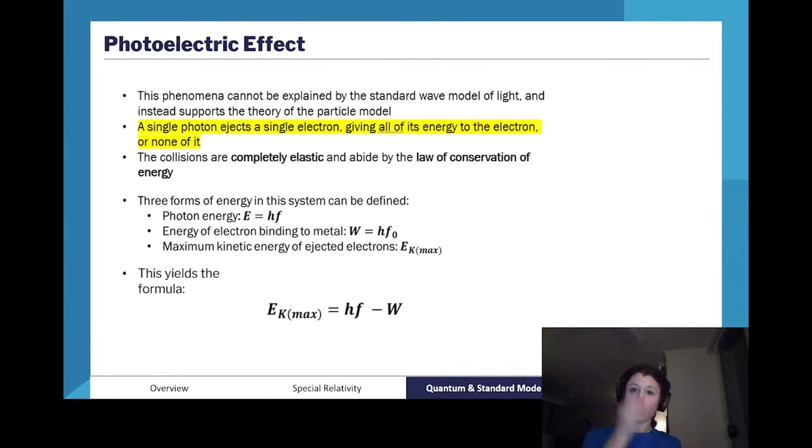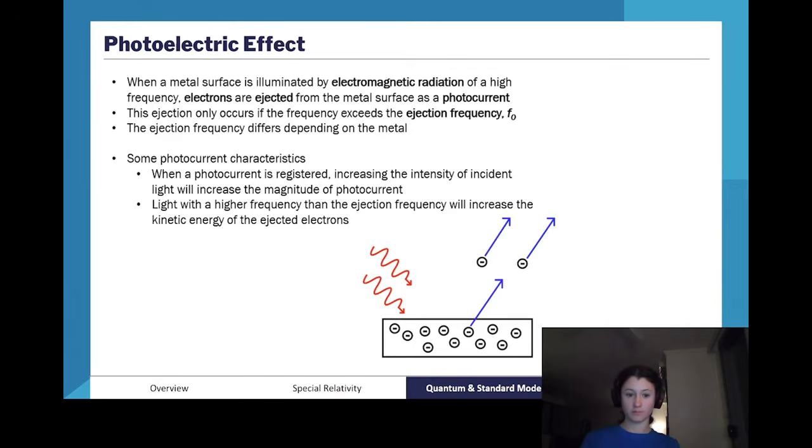This phenomenon cannot be explained by the standard wave model of light. It can only be explained by the particle model. This is because the only explanation is that a single photon ejects a single electron, giving all of its energy to the electron or none of it.